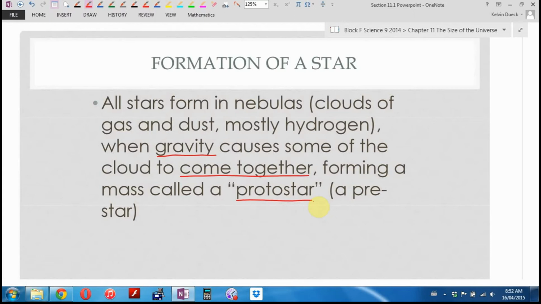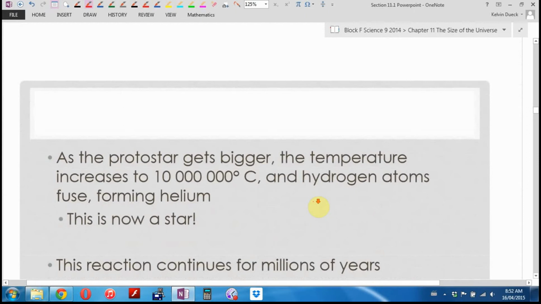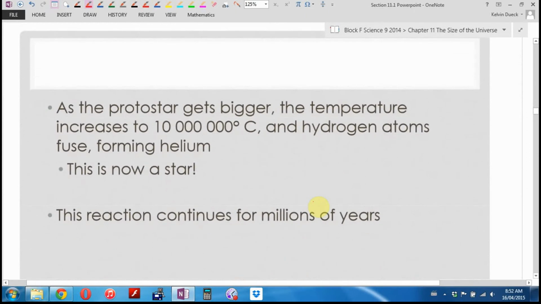And in this protostar, Amelia, gravity is pulling it in, and so in the very center, pressure is increasing tremendously. And because pressure is increasing, it's also heating up tremendously, and atoms are being squeezed together tremendously. As the protostar gets bigger, the temperature increases to about 10 million degrees. And hydrogen atoms fuse, forming helium.